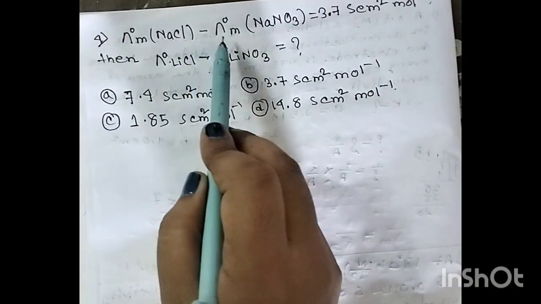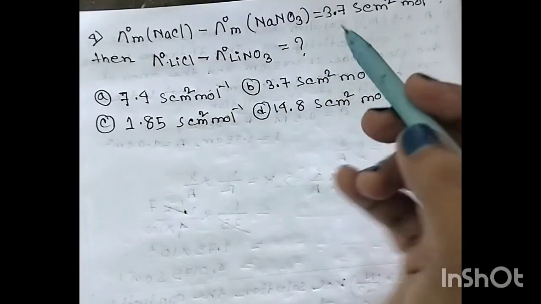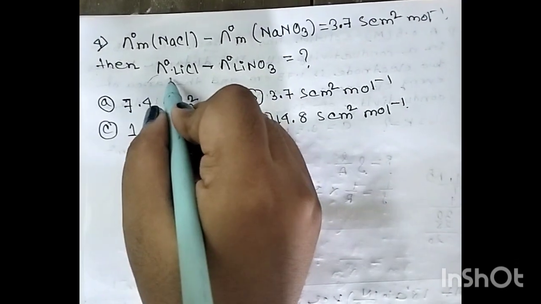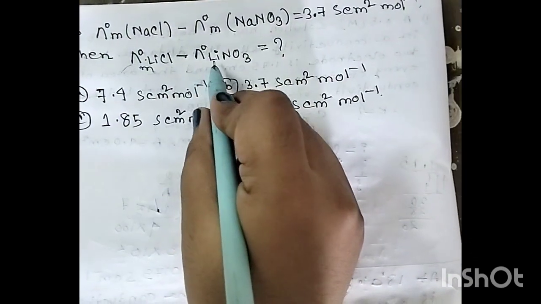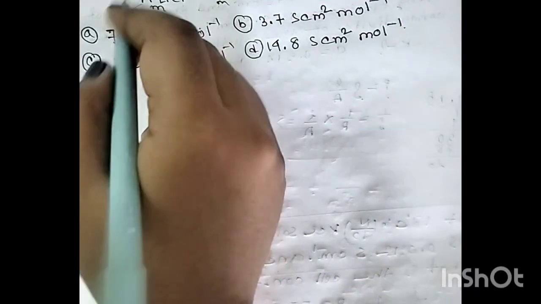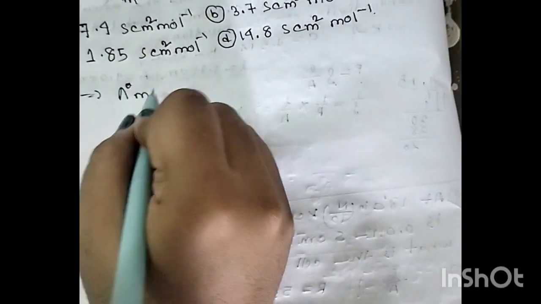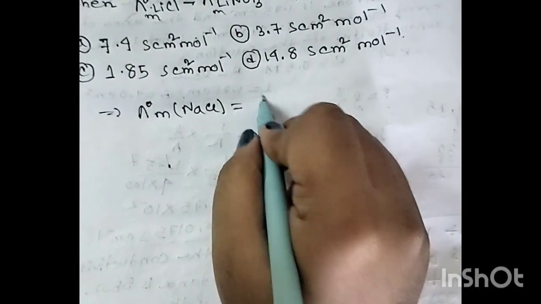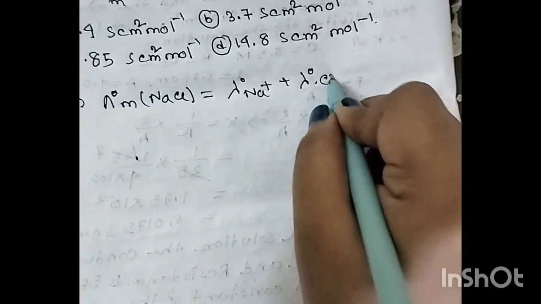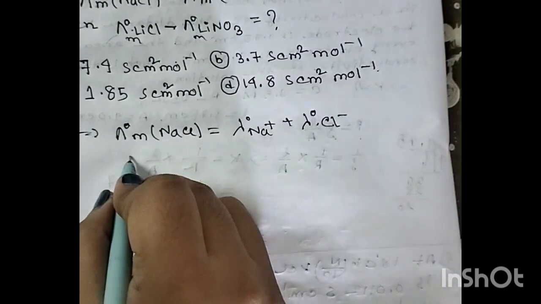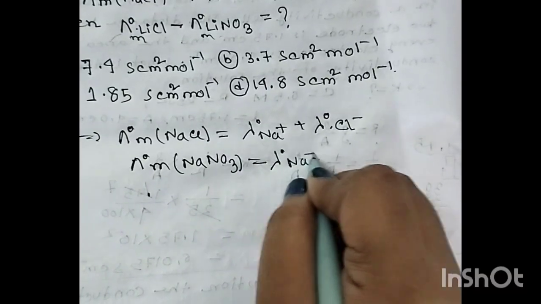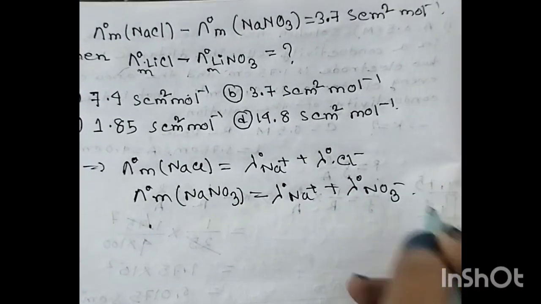To solve this question, what is the question? Molar conductance of NaCl minus molar conductance of NaNO3 at infinite dilution equals 3.7 Siemens cm square per mole. Then what is the value of molar conductance of LiCl minus molar conductance of LiNO3? So these are the options. What do we have to do for this? First we will dissociate this. Lambda naught of NaCl equals ionic conductivity of Na plus plus ionic conductivity of Cl minus, and lambda naught of NaNO3 equals ionic conductivity of Na plus plus ionic conductivity of NO3 minus.